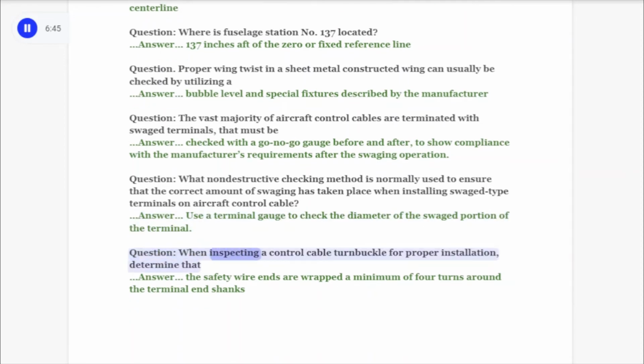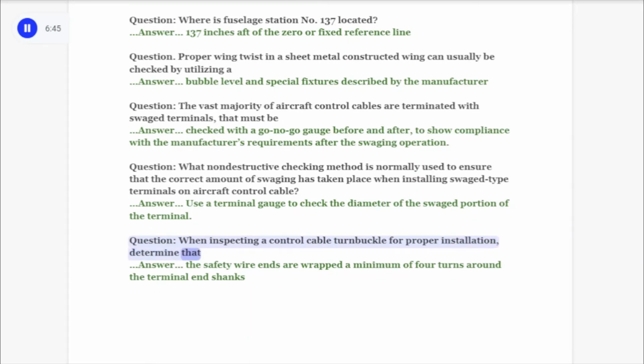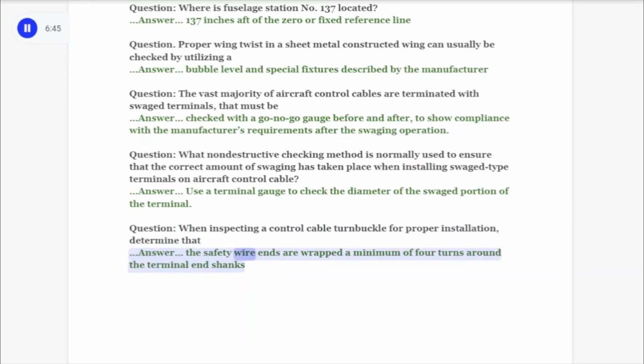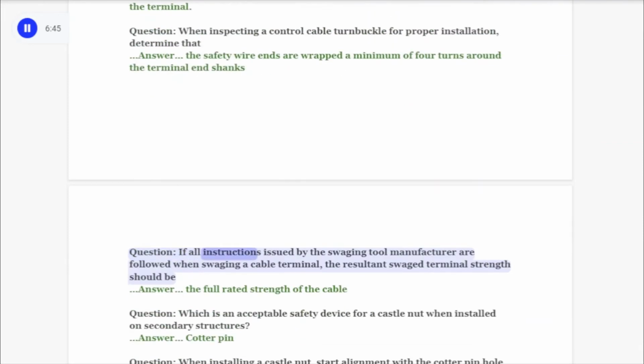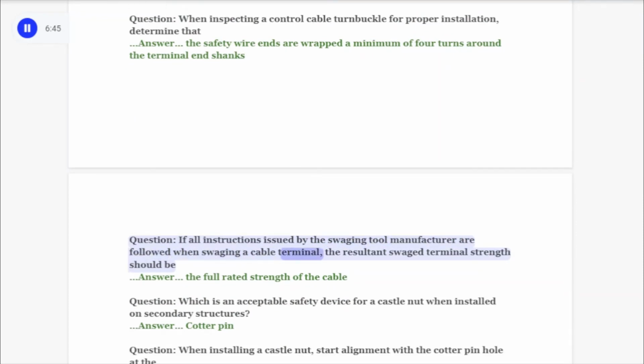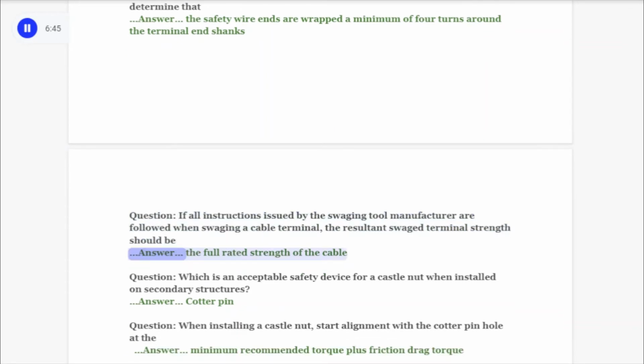Question: when inspecting a control cable turnbuckle for proper installation, determine that... Answer: the safety wire ends are wrapped a minimum of 4 turns around the terminal end shanks. Question: if all instructions issued by the swaging tool manufacturer are followed when swaging a cable terminal, the resultant swaged terminal strength should be... Answer: the full rated strength of the cable.